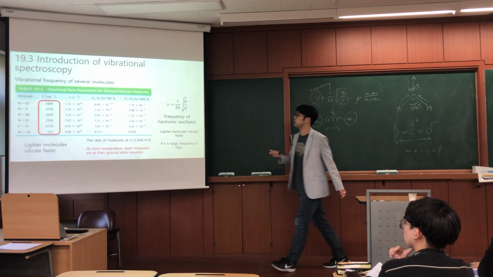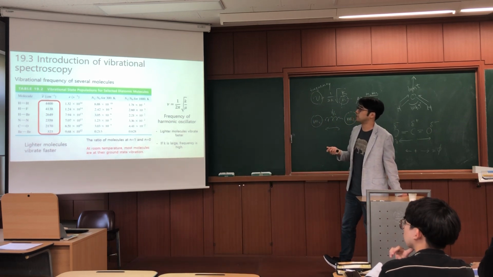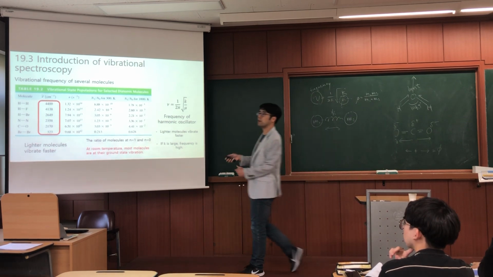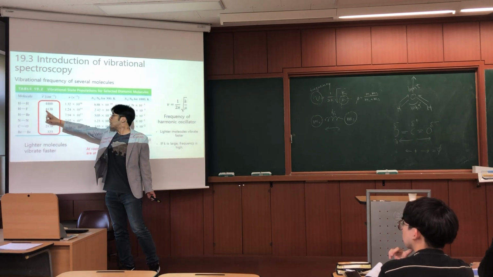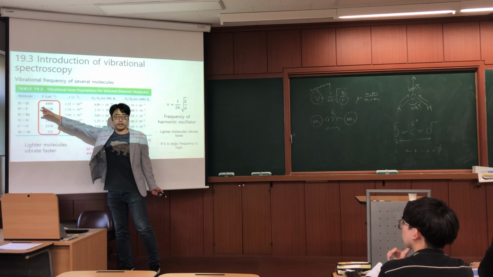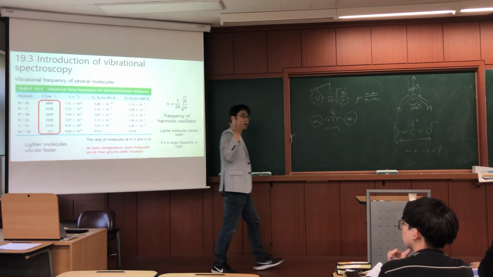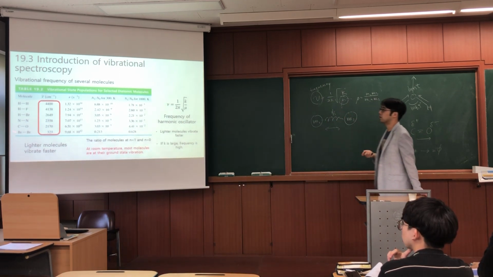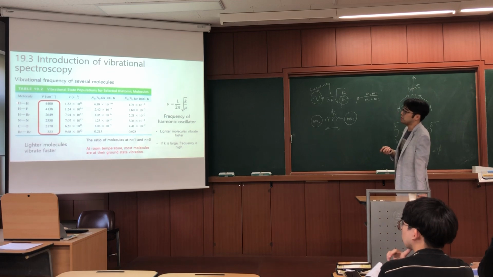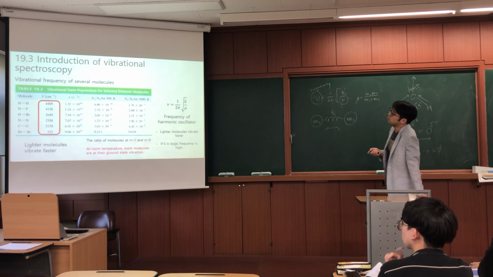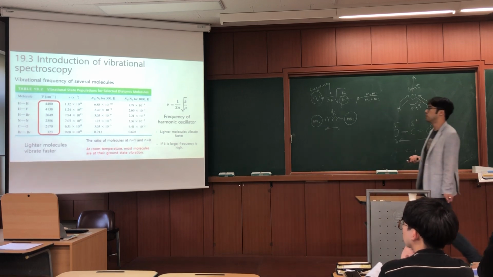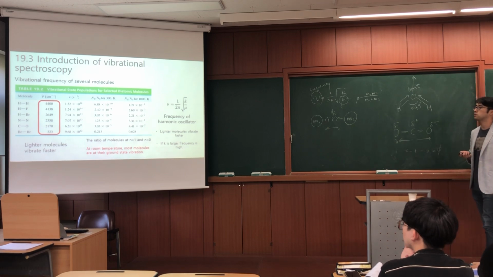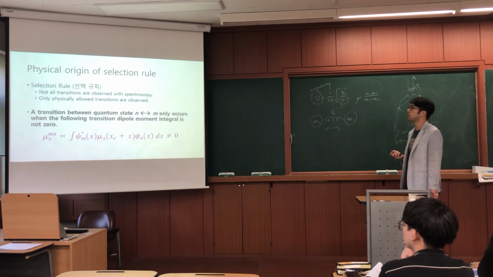So by measuring these specific vibrational frequencies, if some molecule absorbs light with a frequency of 4,400, then we can think that molecule must be a hydrogen molecule. So by measuring these, we can detect which molecules are there, right? That is one of the most fundamental goals of spectroscopy, right?